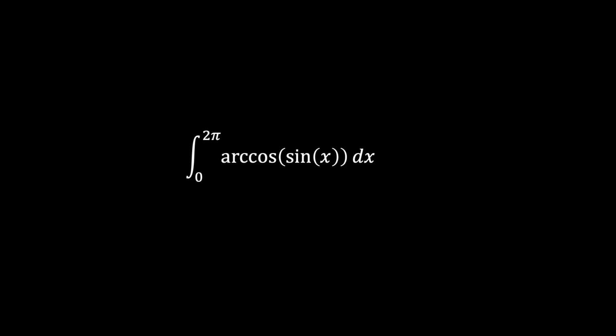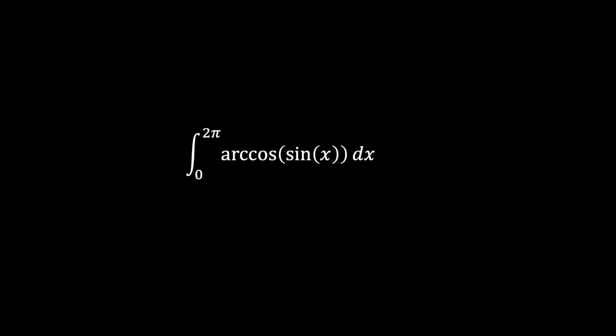You have this definite integration problem where you have the inverse cosine function, and in the argument you have sine of x, and you are integrating it from 0 to 2 pi. We're going to do it two ways. One way is the easy way using a graphical method, and the other one is the long way, that might be the natural way people attack this problem. So let's see how we can solve this problem.